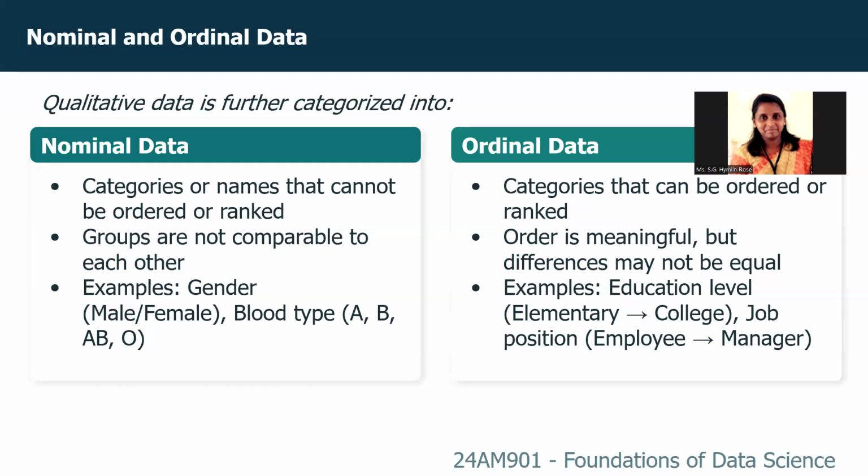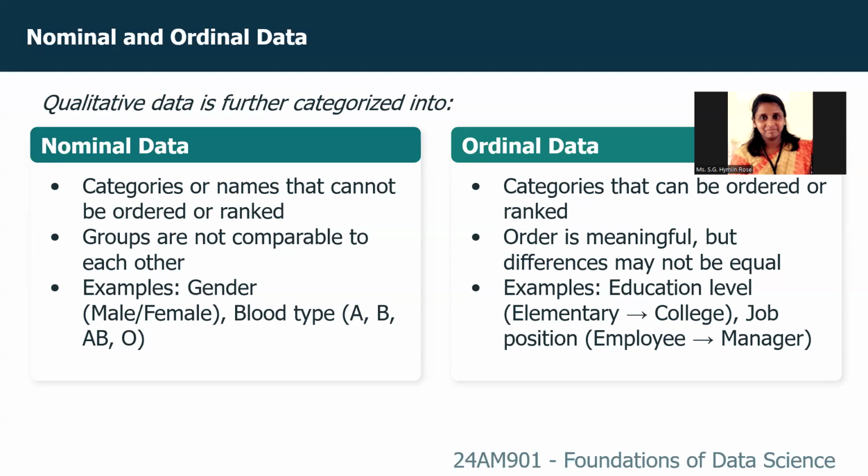So what are the examples? Male or female, blood type AB, like that. Then nationality, religion, color, everything will come under nominal data. What is ordinal data? These are categories that can be ordered or ranked. The previous nominal data cannot be ordered or ranked. So unlike nominal data, the order of categories is meaningful.